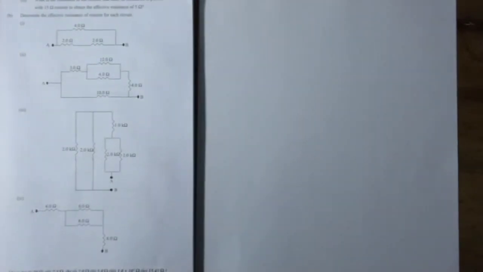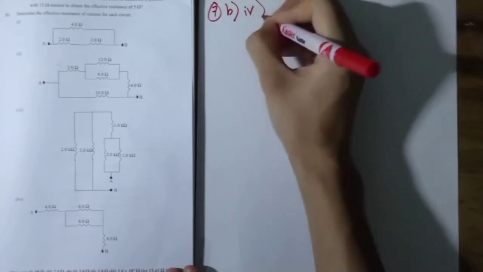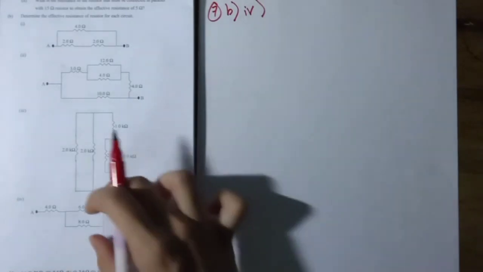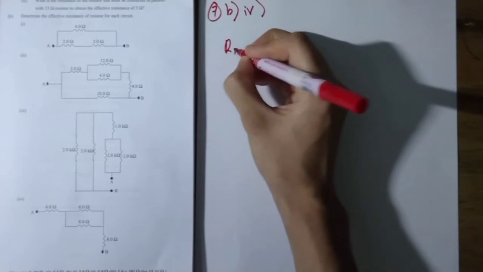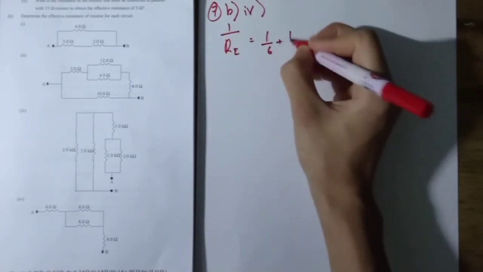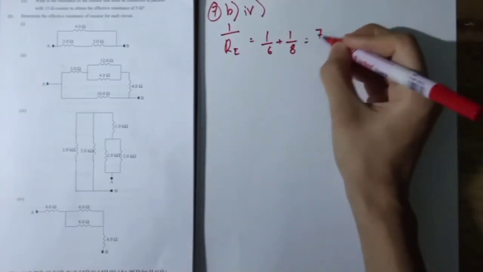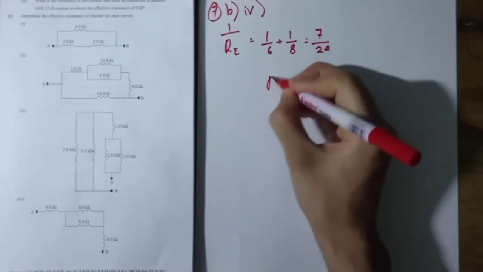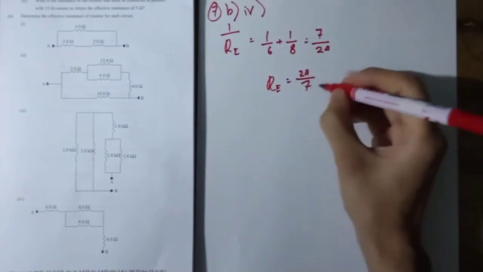Okay, for the last question, 7B4, this is simple. These values 6 and 8 are in parallel. 1 over R effective equal to 1 over 6 plus 1 over 8 equal to 7 over 24. Inverse it, it will turn out to be 24 over 7 ohm.